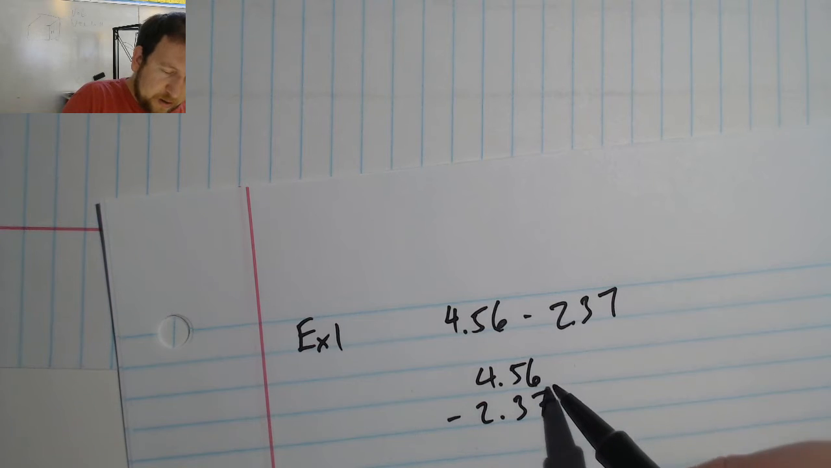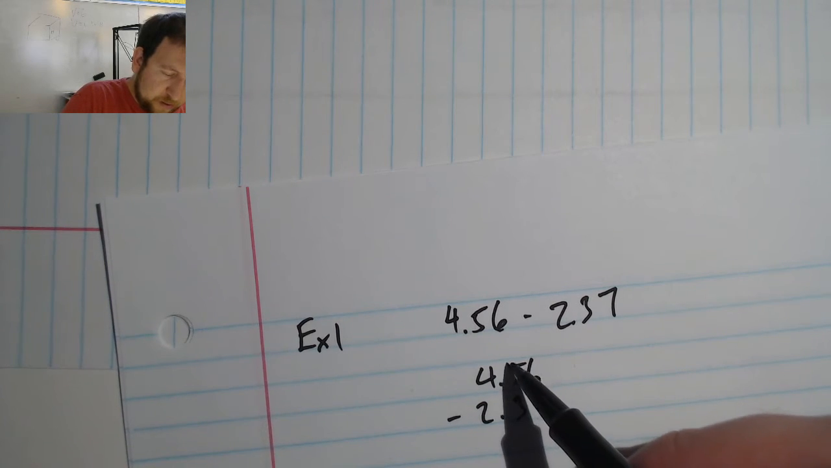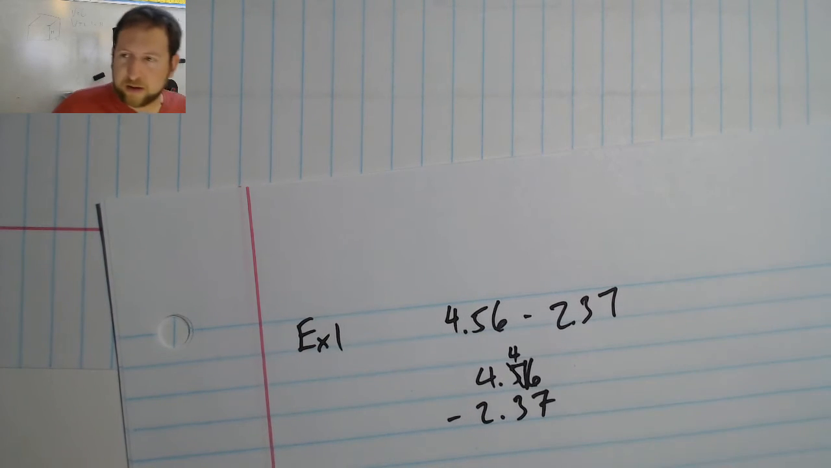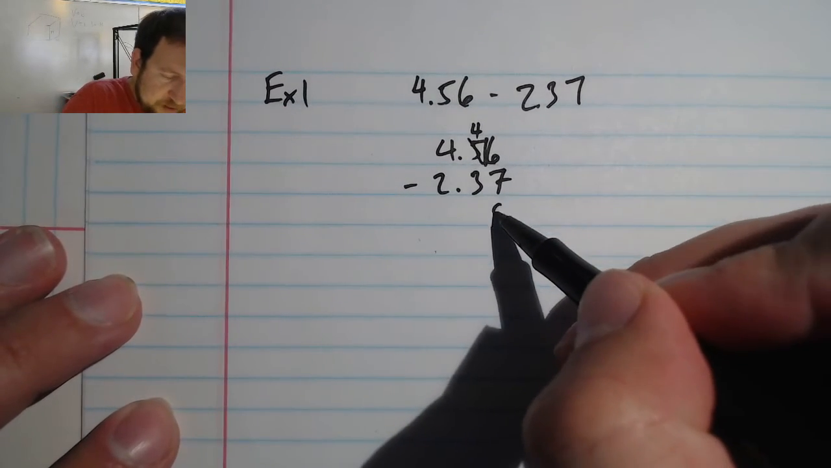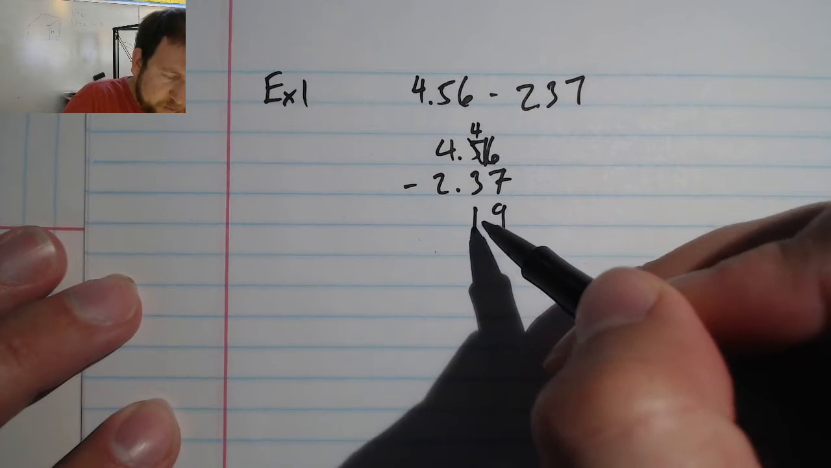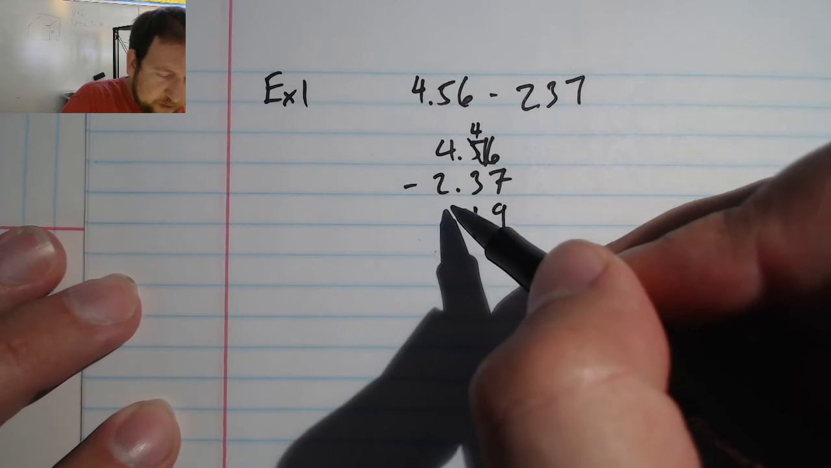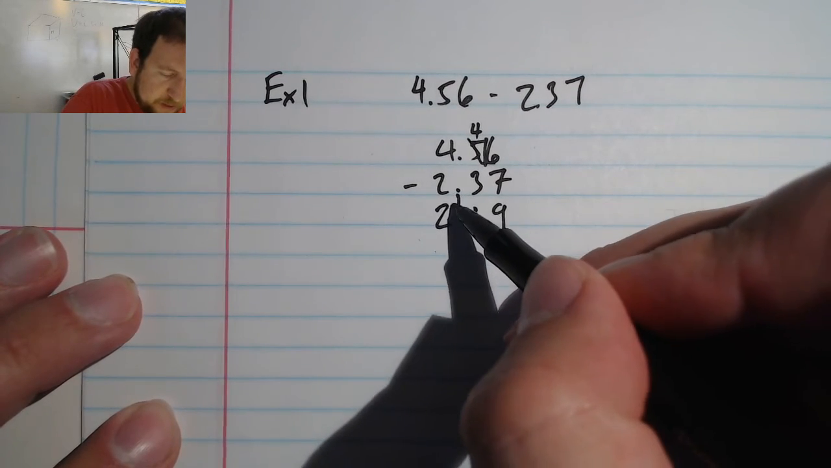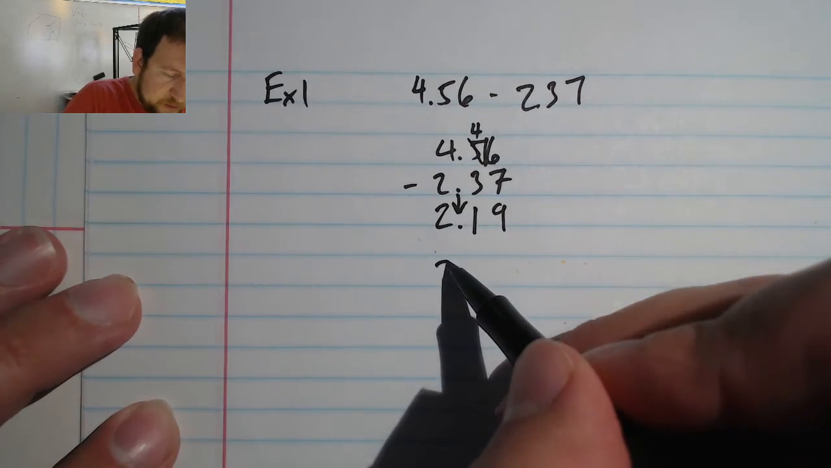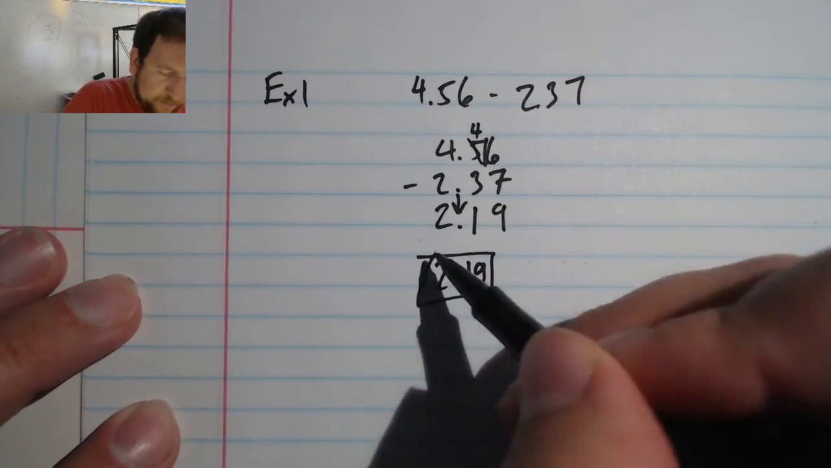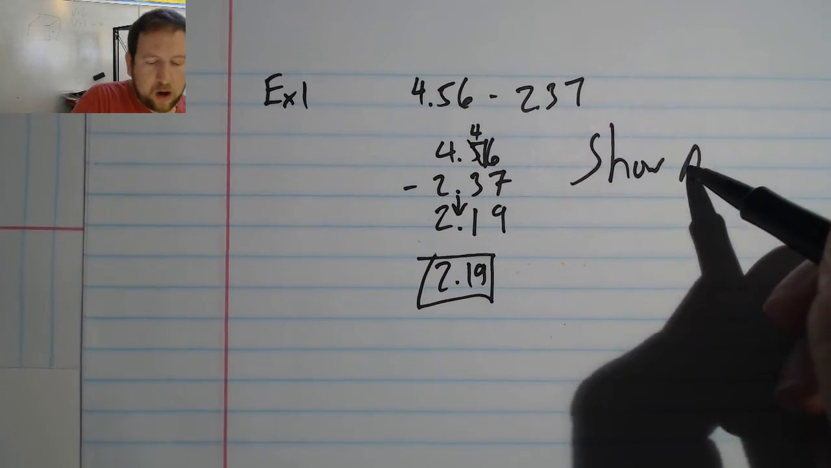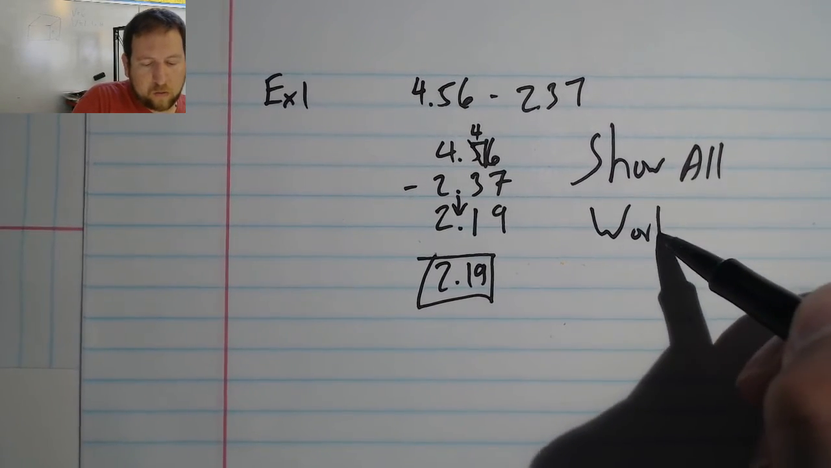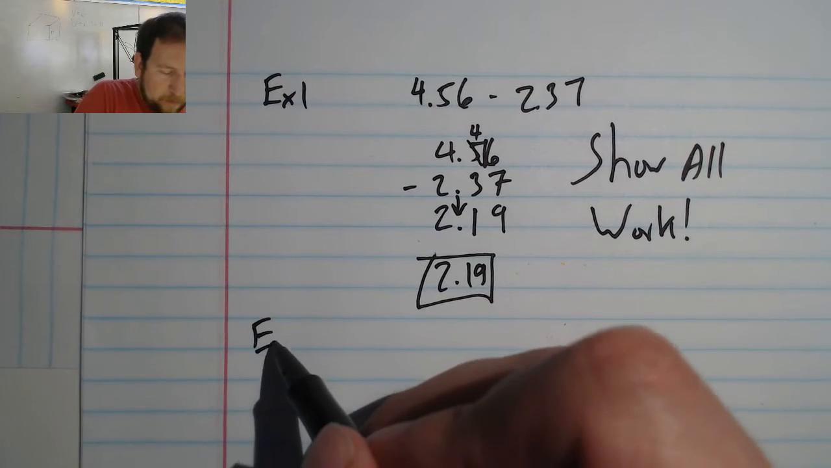4.56 minus 2.37. Let's see, 6 minus 7. Need to borrow here. Turn that into a 4. Bring this over. Oops, I was off. 16 minus 7 is 9. 4 minus 3 is 1. And 4 minus 2 is 2. Bring down my decimal point, and I have 2.19. Now for this one, remember, show all work. Let's look at one more.